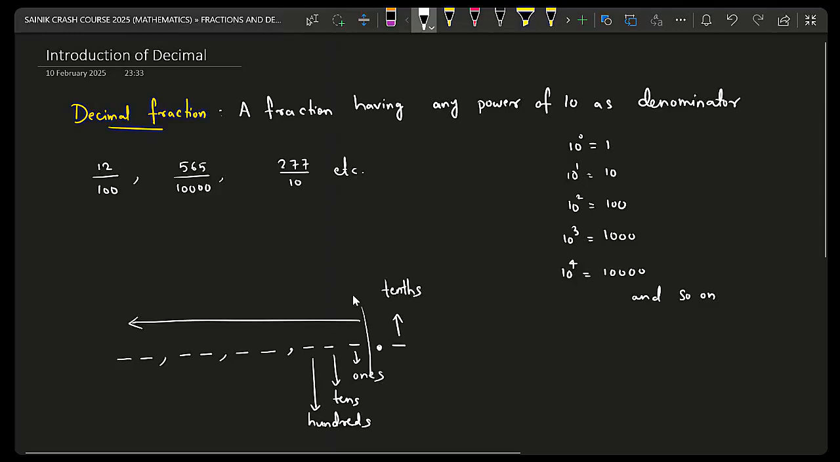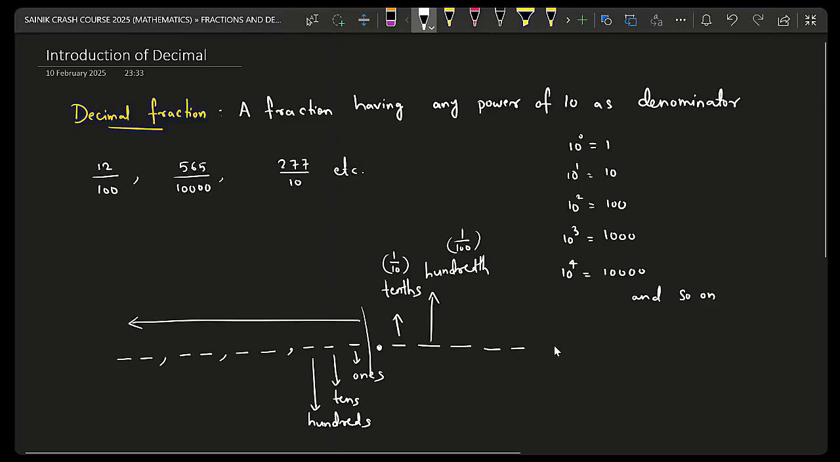So tenths means 1 by 10. And after that, we have hundredths place. Hundredth, it's not hundred. See, hundreds has spelling ed, and this is eth. Hundred is different, hundredth is different. Tenth means 1 by 10. Hundredth means 1 by 100. And towards the right side, we have thousandth, 10,000th, lakh, everything will be there. So these are the decimal places.